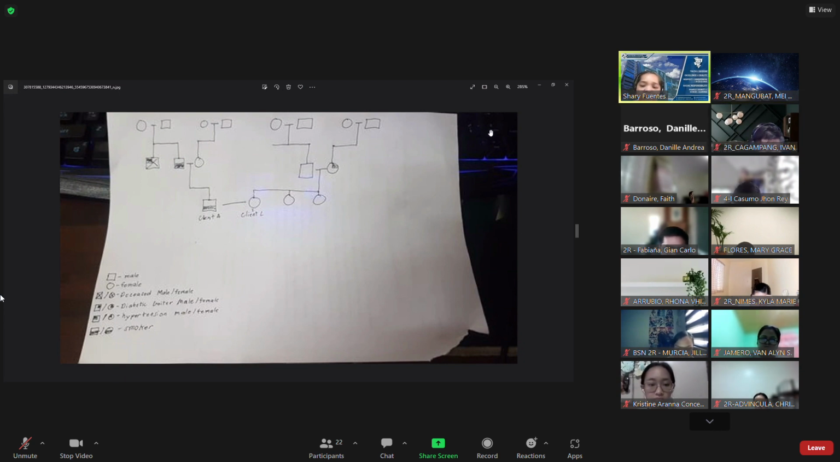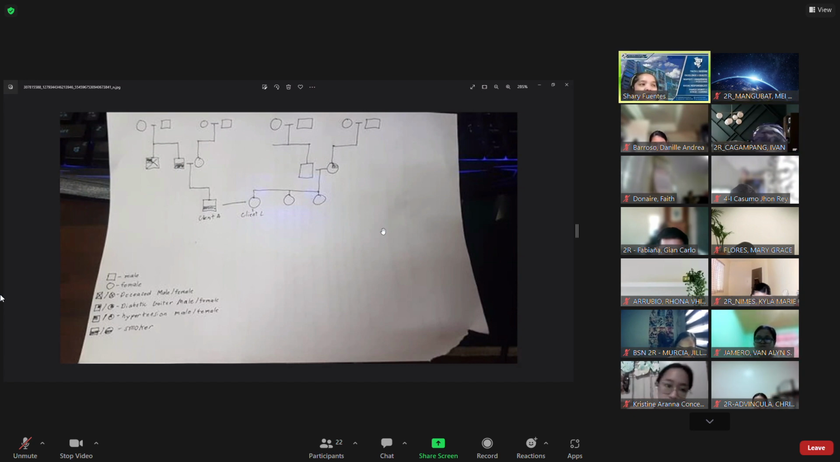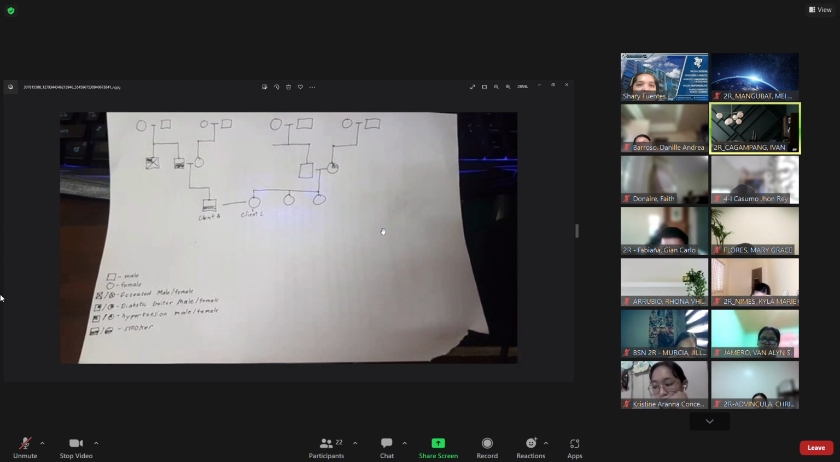Asa naman si miscarriage index? Asa naman siya? Ay, wala na ako siya nabutang, ma'am. Asa naman siya nabutang? Dapat siya sa baba ni client L. Iyang anak.